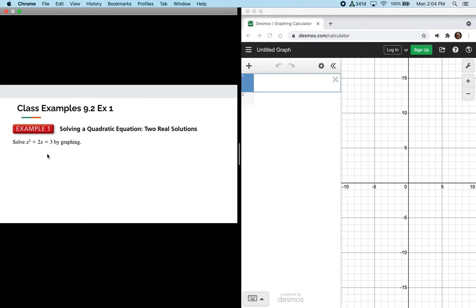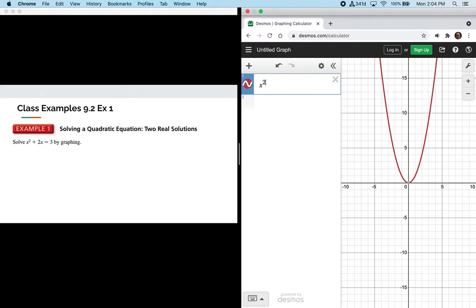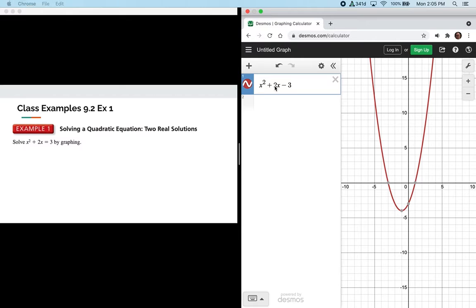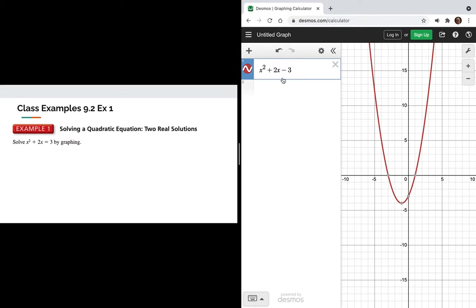Our first one here, we have x squared plus 2x equals 3. The first thing we're going to want to do is rewrite this in the format x squared plus 2x minus 3, because we have to move that 3 to the other side. Then once we have that, we can go ahead and graph it into Desmos. Notice how I've already done that here. You should have this equation written out underneath this, and then you can have your graph picture here.